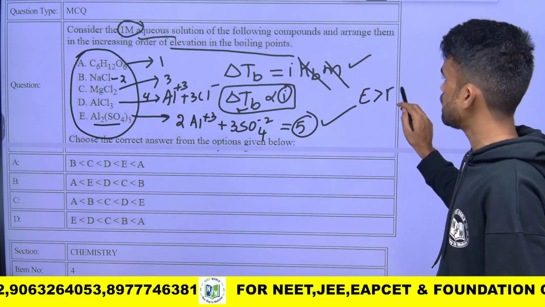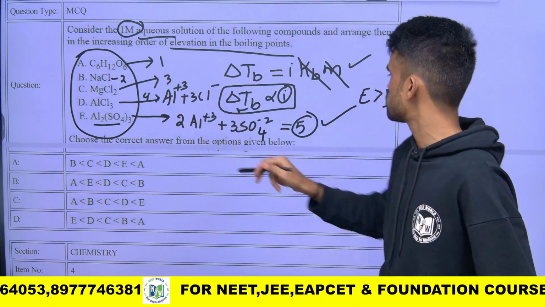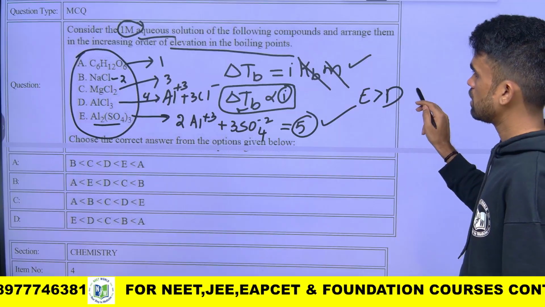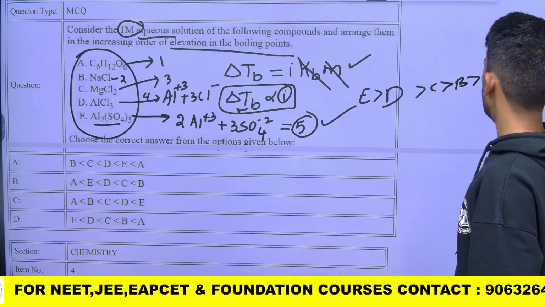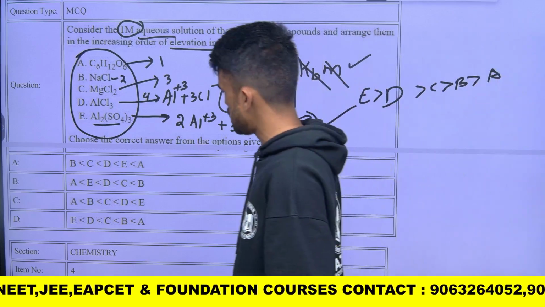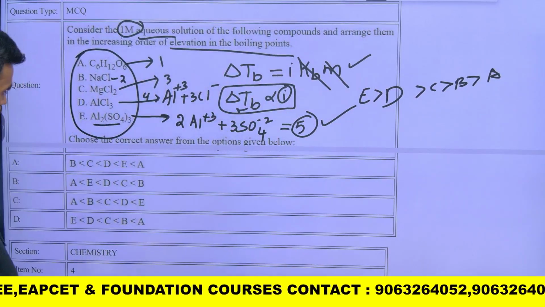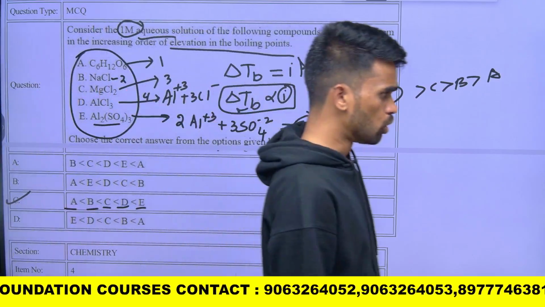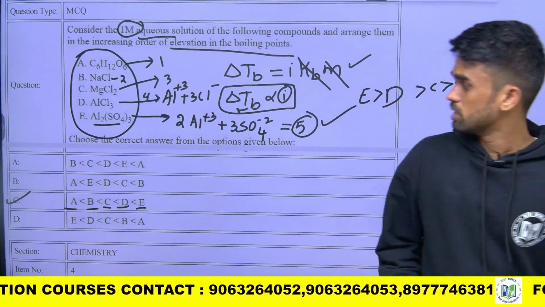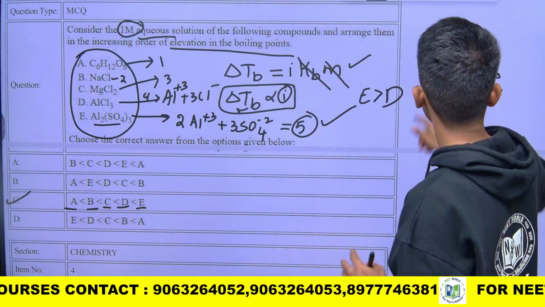The next is D, so just arrange based on these values: E, D, C, B, A, that's it. So do we have any option like this? E, D, C, B, A. So option number C is correct here. Okay, I hope it is clear, there is no confusion in this discussion, right? So let's move forward.